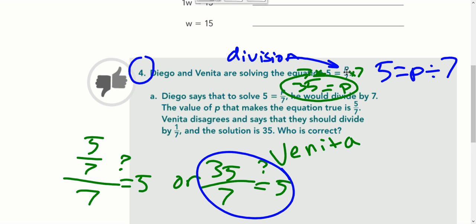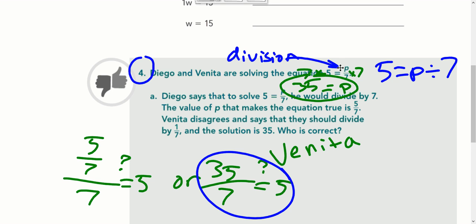So I multiply each side by 7. That cancels out the 7s. I'm left with p, and then 7 times 5 gives me 35. So it says, Diego says to solve 5 equals p over 7, he would divide by 7. The value of p that makes the equation true is 5 over 7. But Benita disagrees and says they should multiply by 7, and the solution is 35. Who's correct?